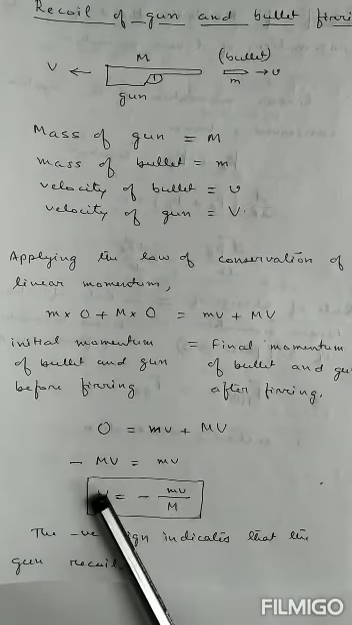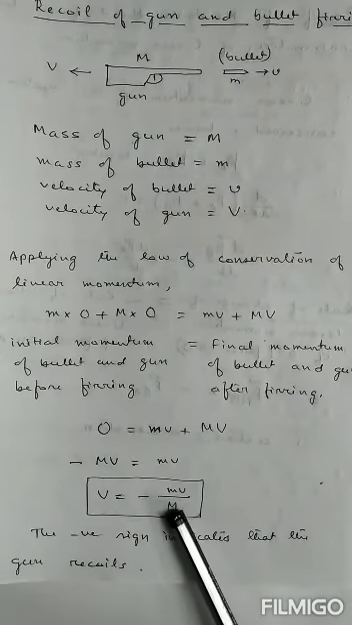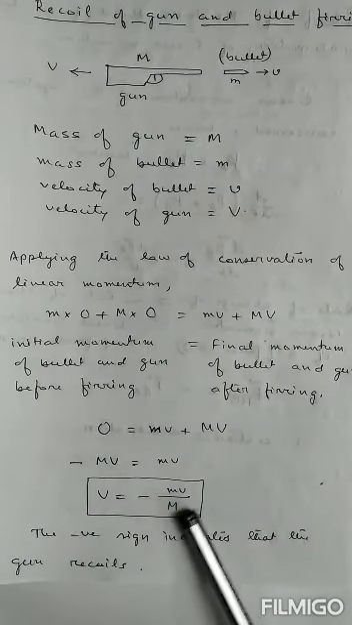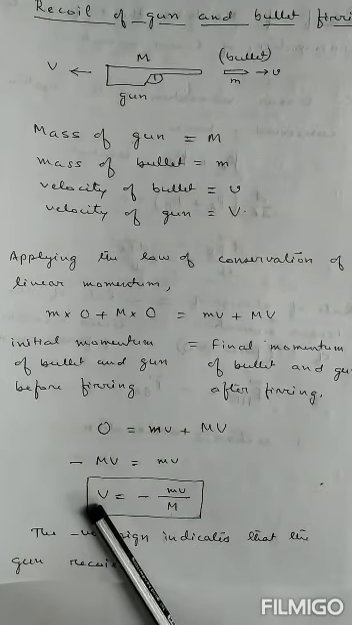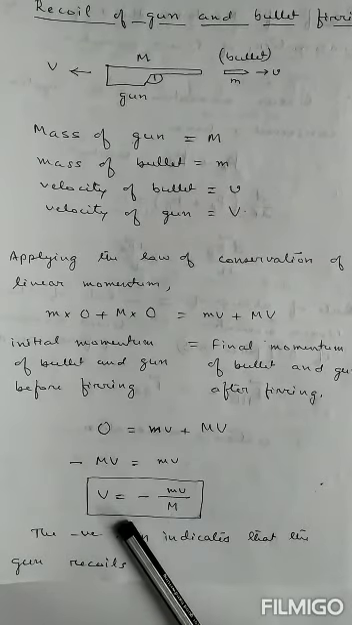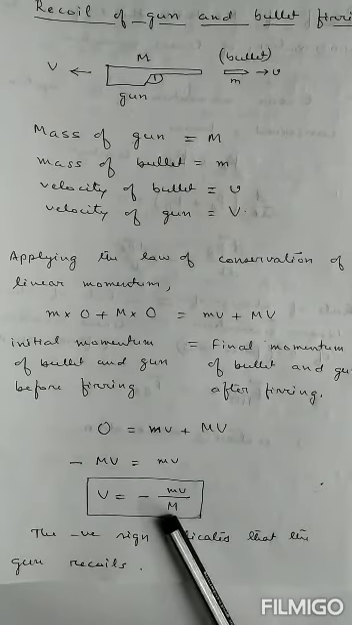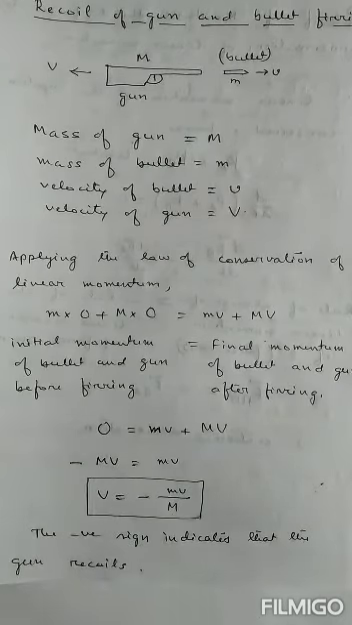Again you see the velocity of the gun is inversely proportional to the mass of the gun. So more the mass of the gun, less the velocity of the gun. That is why mass of the gun is much larger than the mass of the bullet, and therefore the recoil velocity of the gun is very less.